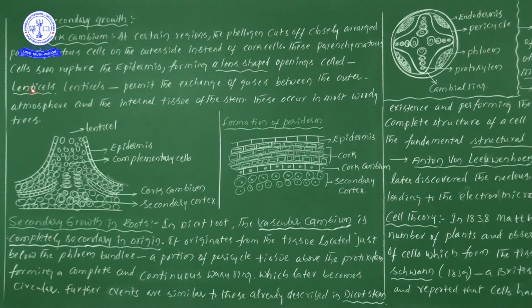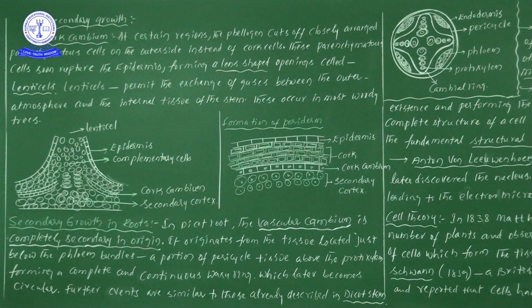These parenchymatous cells soon rupture the epidermis, forming lens-shaped openings. Lens-shaped openings, like a lens, we will be knowing, no? So these lens-shaped openings are called lenticels. Next, these lenticels permit the exchange of gases between the outer atmosphere and the internal tissue of the stem.